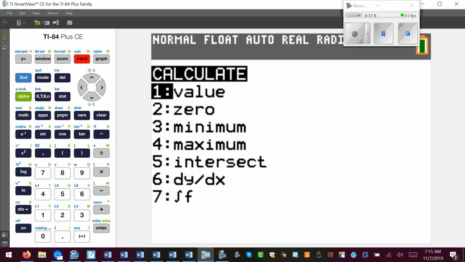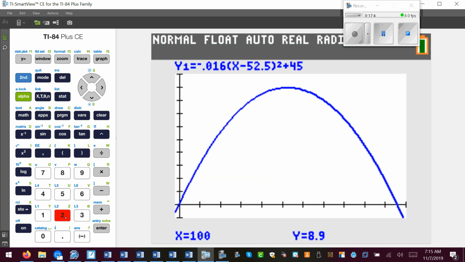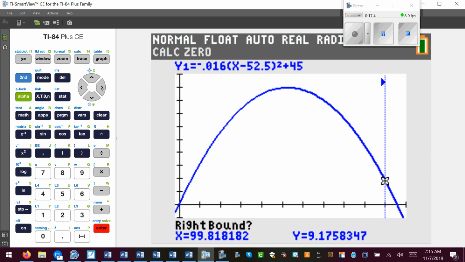So second trace, I select 0. My cursor is currently to the left of the x-intercept, so I'm going to hit enter. I move over past it, I go to the right of it. I hit enter, and my x-intercept is between those two dashed lines, so I'm happy. I'm going to hit enter one more time. It says 105.53.